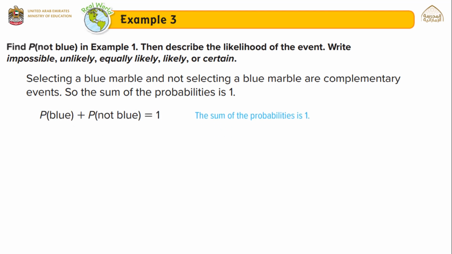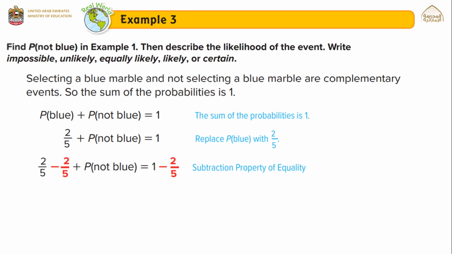P(blue) plus P(not blue) equals 1. It means that the probability of selecting blue plus the probability of selecting not blue is 1. The sum of the probabilities is 1. We remember that the probability of selecting blue was 2/5. So 2/5 plus the probability of selecting not blue equals 1. I've just replaced the probability of selecting blue with 2/5.